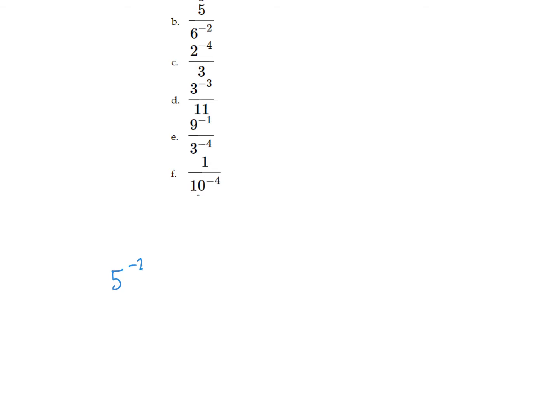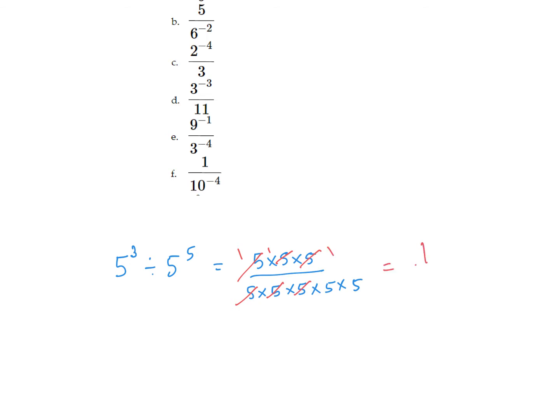If I write 5 to the negative 2, well, let's look at the law. Let's start again. If I had 5 to the power 3 divided by 5 to the power 5, that means I have 3 5s in the numerator divided by 5 5s in the denominator. If I reduce, 5 divided by 5 is 1, 5 divided by 5 is 1, 5 divided by 5 is 1. So what is our result? 1 in the numerator. We have 2 5s left in the denominator.